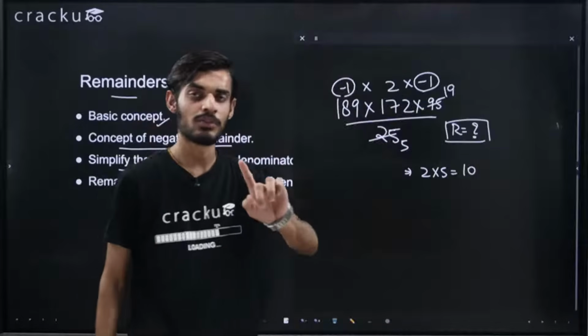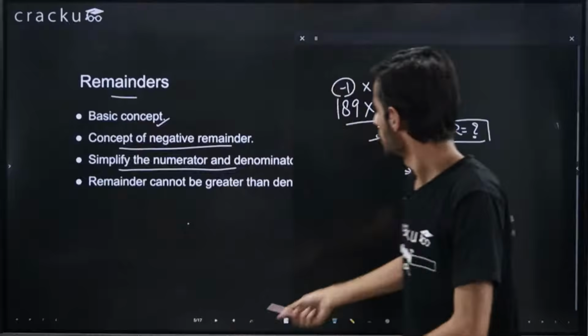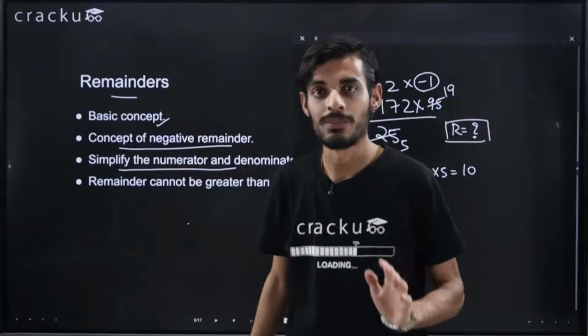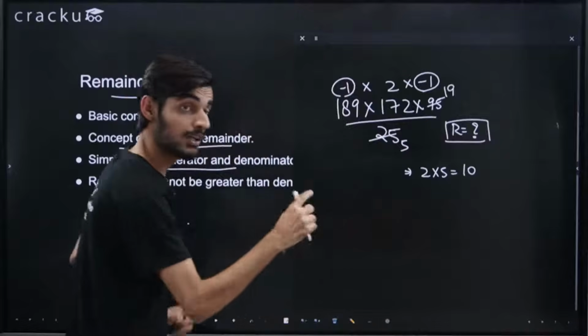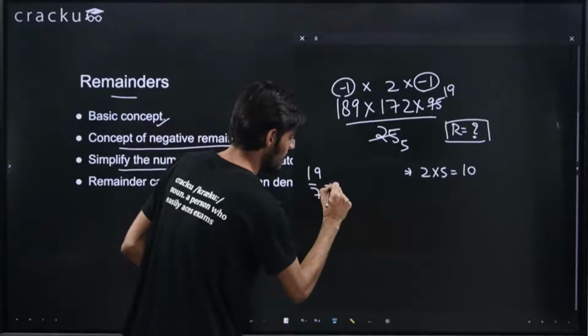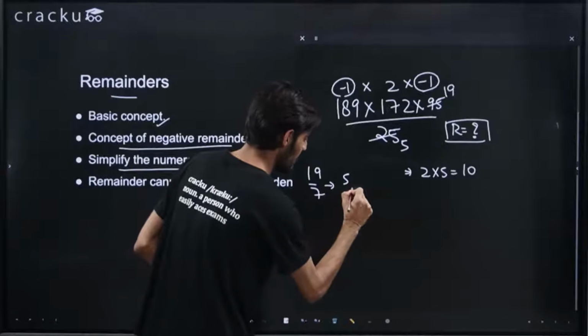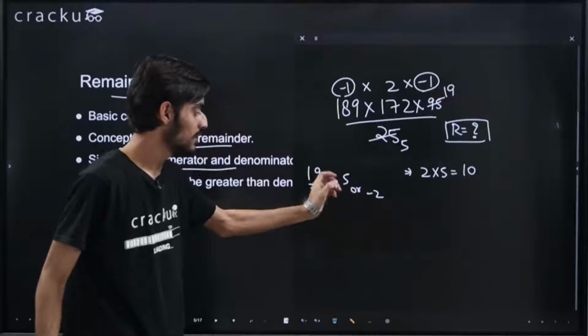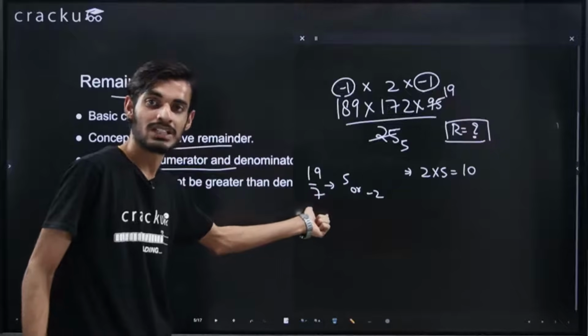Also, one more important thing is that even though we can write the negative remainder, we never leave the final answer in terms of negative remainder. For example, let's say I divided 19 by 7, then the remainder was 5 or -2. So I told you that the sum of the magnitudes will be equal to 7, right?